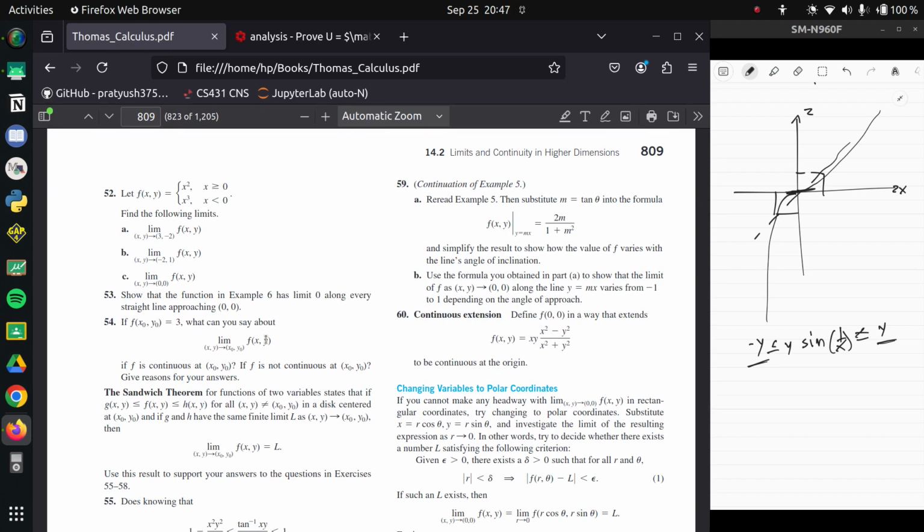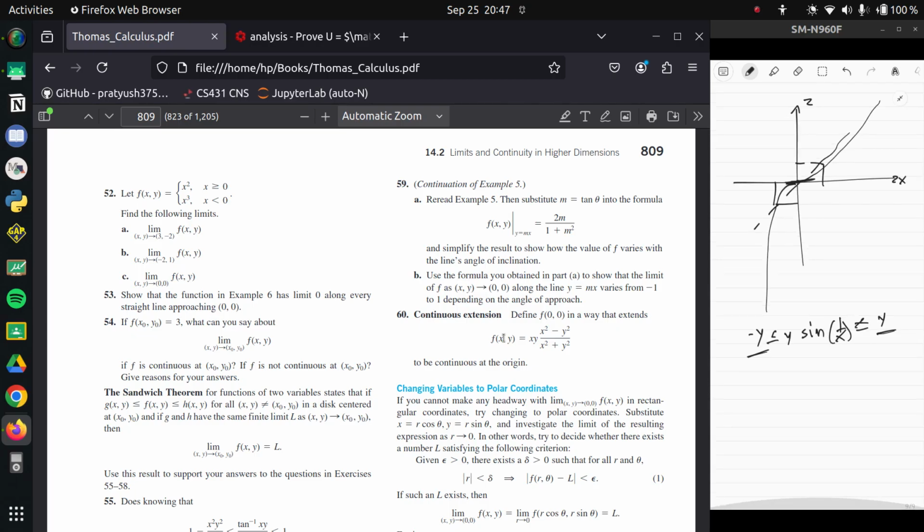Reread example. I'm not reading anything again. This is a formula you obtained in part A to show the limit of f. Continuous extension: define f of 0, 0 in a way such that it extends to be continuous at the origin. So just find the limit, that's it.